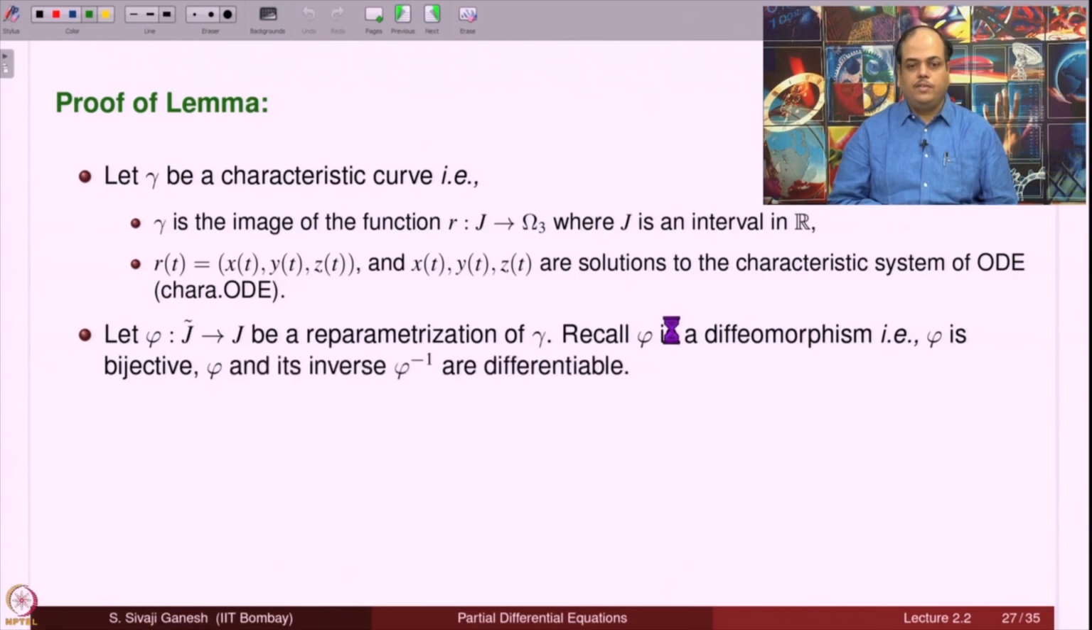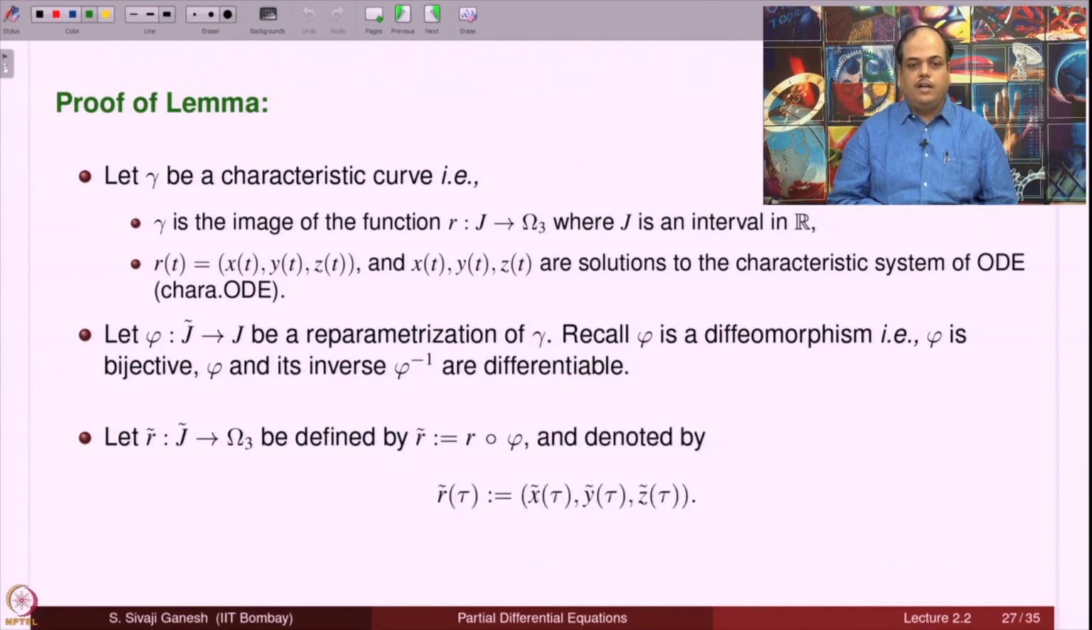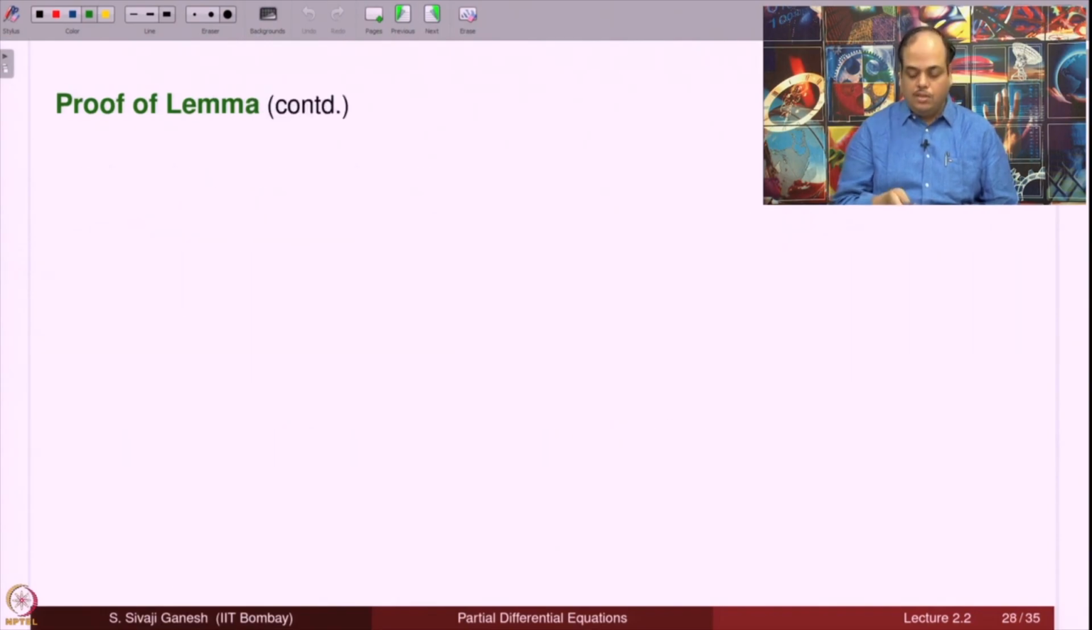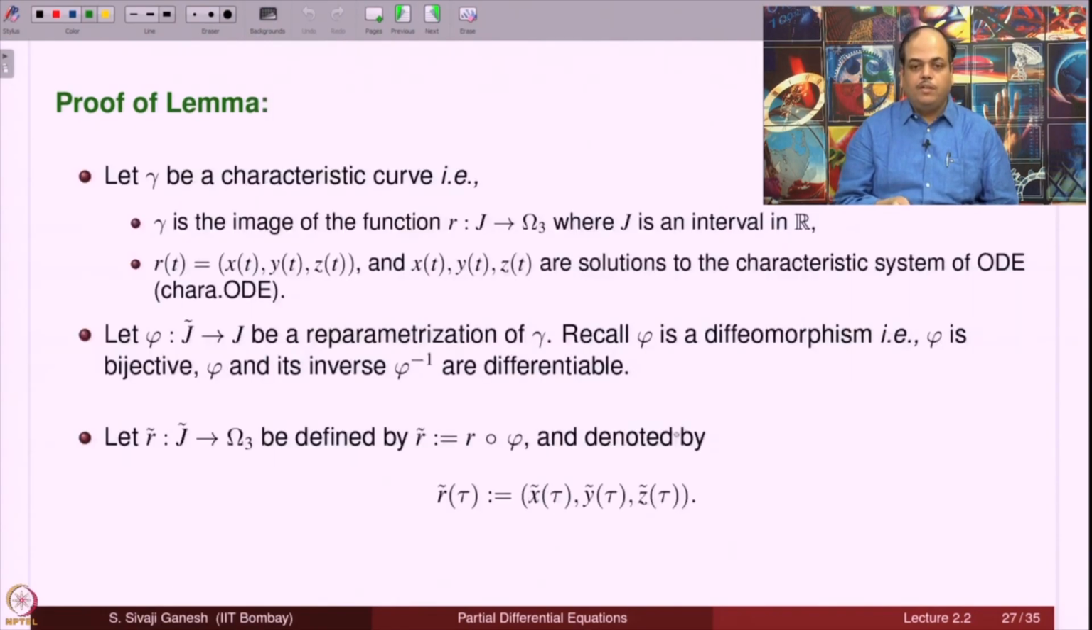This is the meaning of diffeomorphism. Now R tilde is R circle phi, and for R tilde let us use a different running parameter. For j we use t, for j tilde let us use tau. R tilde of tau is (x tilde tau, y tilde tau, z tilde tau). We want to show this is also a characteristic curve. It means we have to find the tangent to this curve and show that it has the characteristic direction.